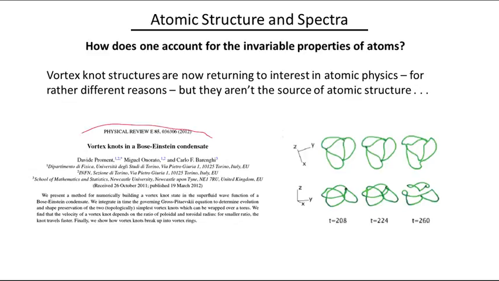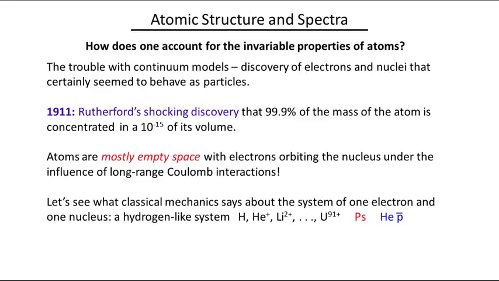I'll just mention in passing that the vortex knot idea is coming back into vogue in atomic physics due to the ability to produce vortex structures in gases, in Bose-Einstein condensates. But these are not elementary atomic structures. They're rather a type of superfluid pattern that can be generated by appropriate excitation of the condensate.